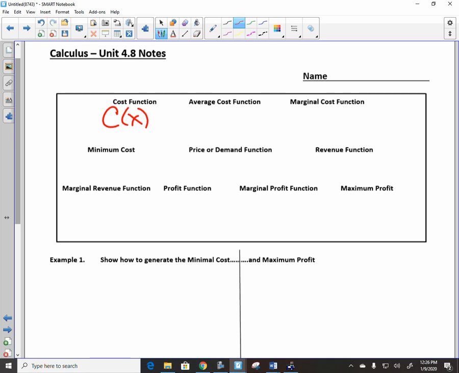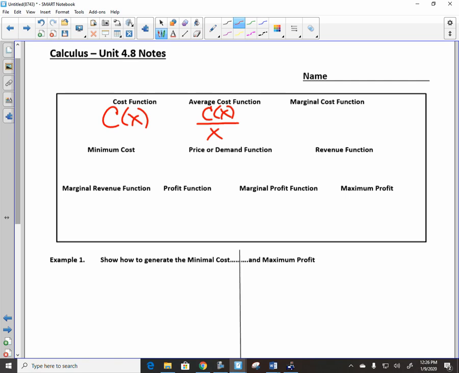$100 to produce 20 pair of shoes. How much does it cost to produce each pair of shoes? 5, right? You took the cost and you divided by the number, right? So the average cost function is the cost of producing X items, and then we divide it by the number of items, and the number of items is X. You okay with that?